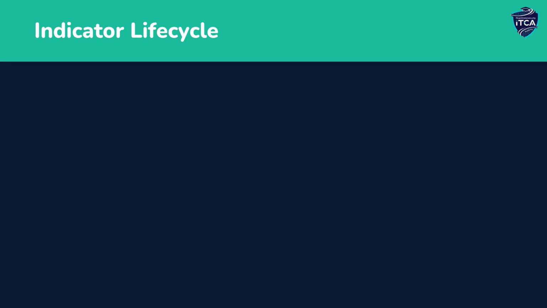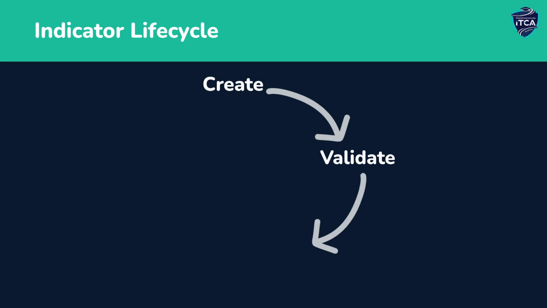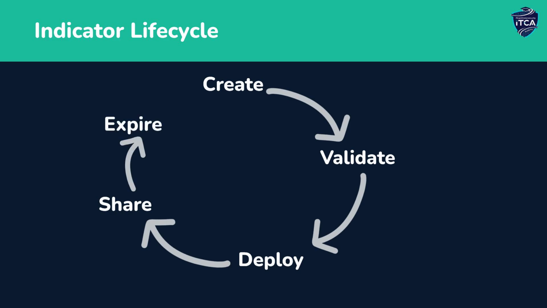This is why IOCs must be managed properly through the indicator lifecycle. Indicators are created when they are discovered or reported, validated to confirm they are truly malicious, deployed in detection systems, shared with trusted parties, and eventually expired when they lose relevance. Understanding this lifecycle prevents organizations from relying on outdated or misleading intelligence.